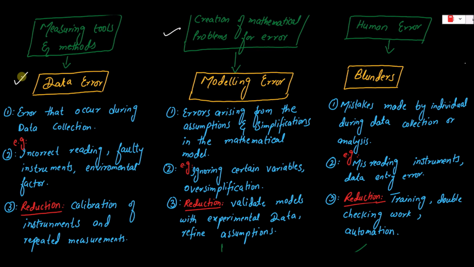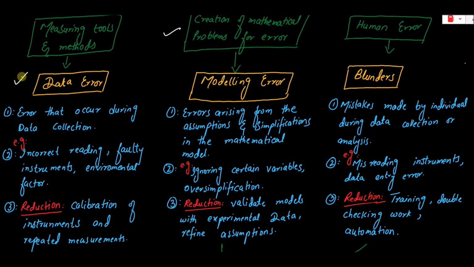If you take another example in environmental factors, if you are measuring the length of a metal rod, a change in temperature can cause the rod to expand or contract, leading to inaccurate measurements. So how can we minimize the data error? Firstly, regularly calibrate your instrument. Secondly, take multiple measurements to ensure consistency. And thirdly, control environmental factors as much as possible.